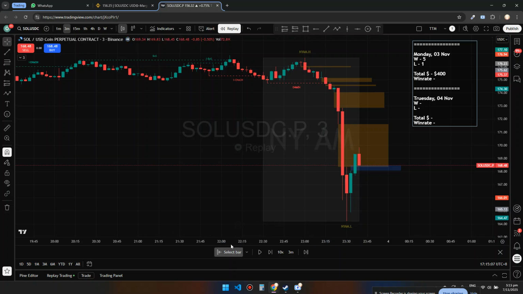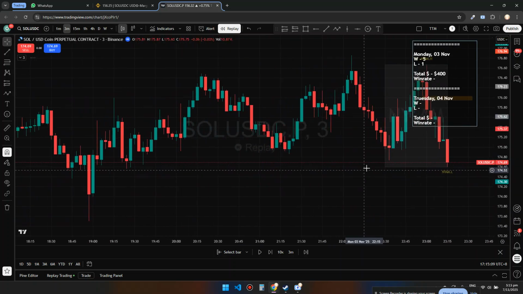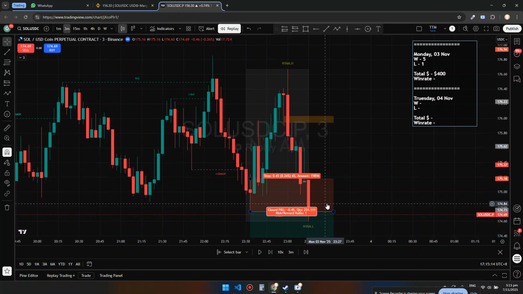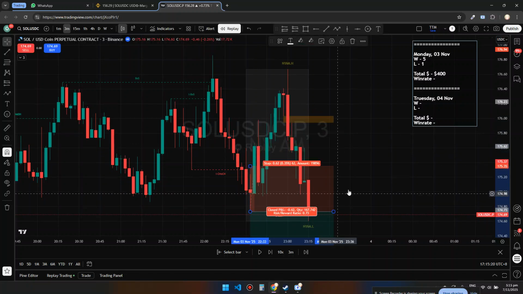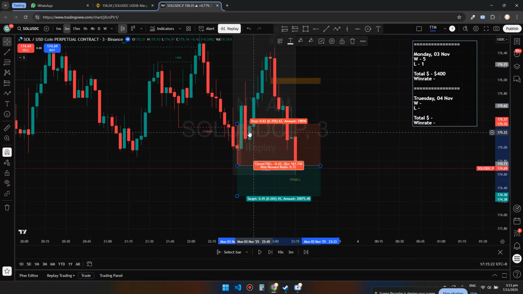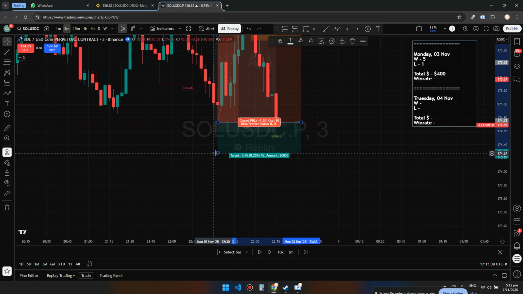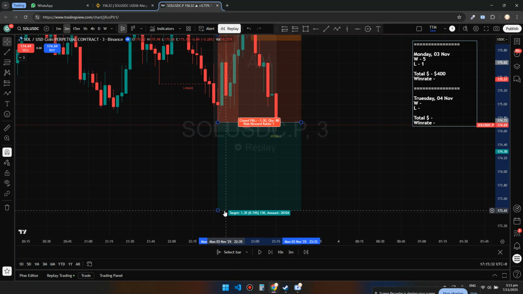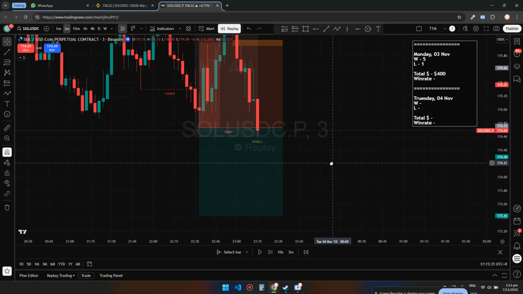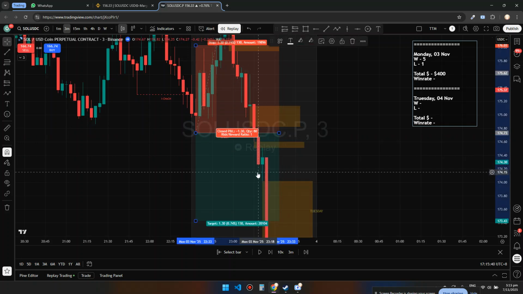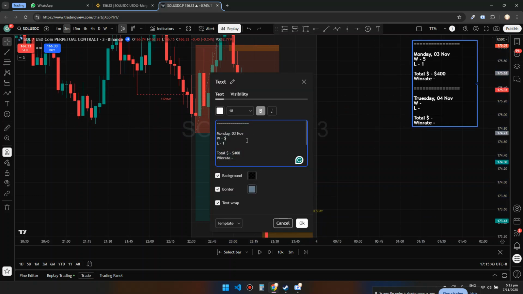Alright, so let me get back to here again. Same thing, when I see a change of character or break of structure, I'll just plot the stop loss and the take profit. And then I aim for a 1-to-1 risk ratio, like this. Then let's see if price can reach the area. Alright, so this is the 6 wins.